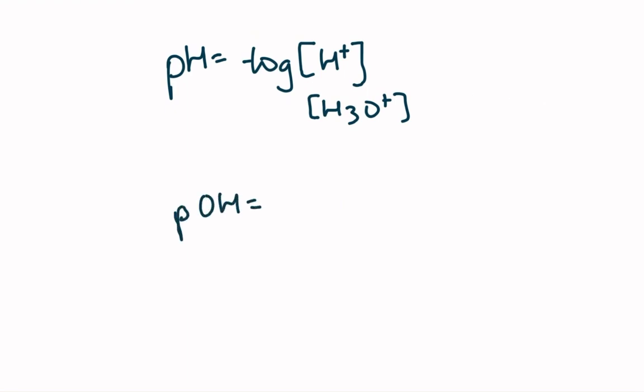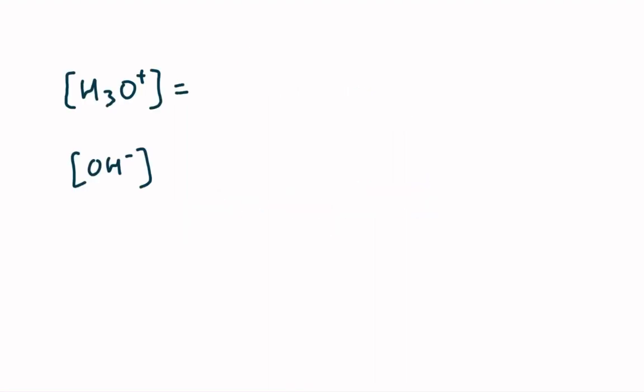pOH is the opposite, which is the negative log of the hydroxide ion, OH-. But if you're given the pH and you're looking for the hydronium and hydroxide concentrations, you just do 10 to the negative pH or 10 to the negative pOH to find whatever you're looking for.